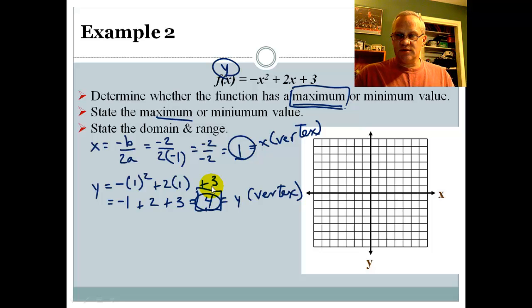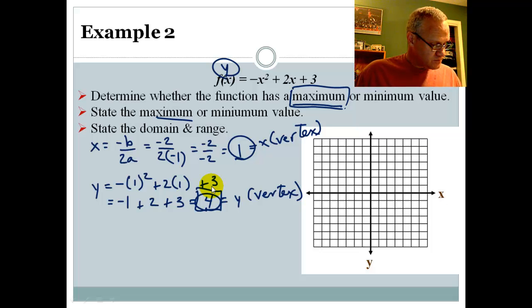And now, I'm going to just punch my stuff into the calculator here and graph it for you, and then we'll talk about domain and range. So again, I'm just going to go in here and type in negative x squared plus 2x plus 3. And I'm going to do second function and table.